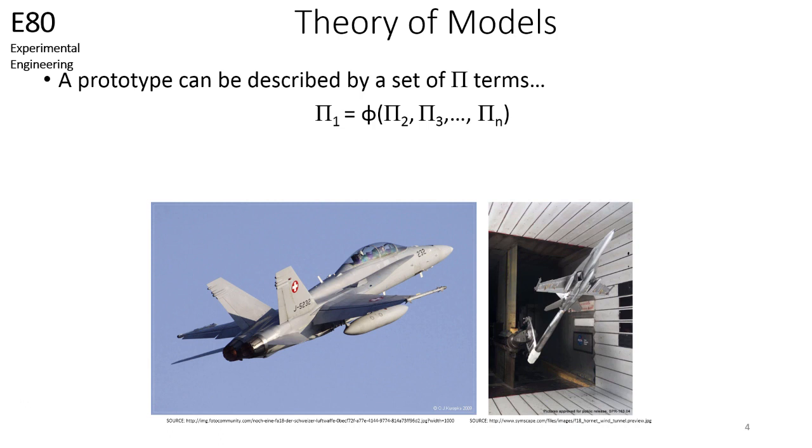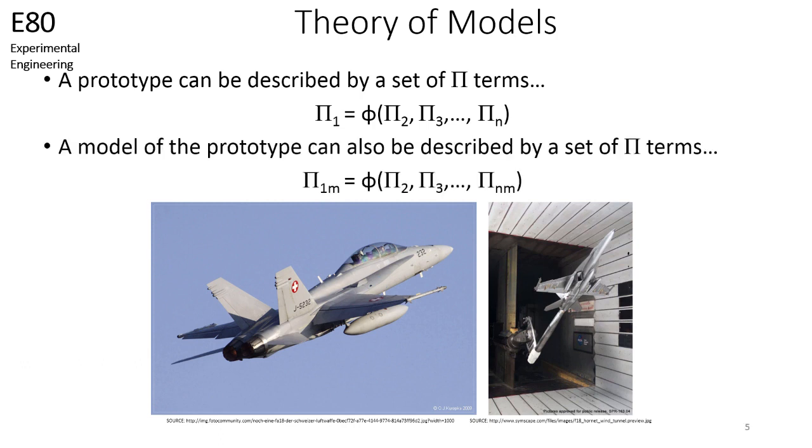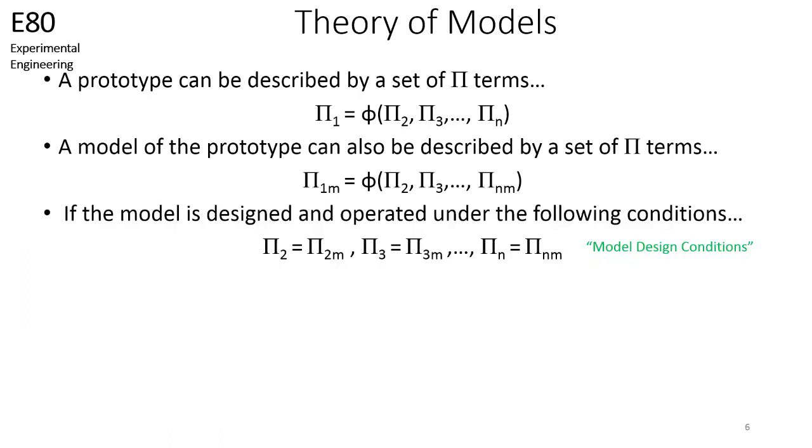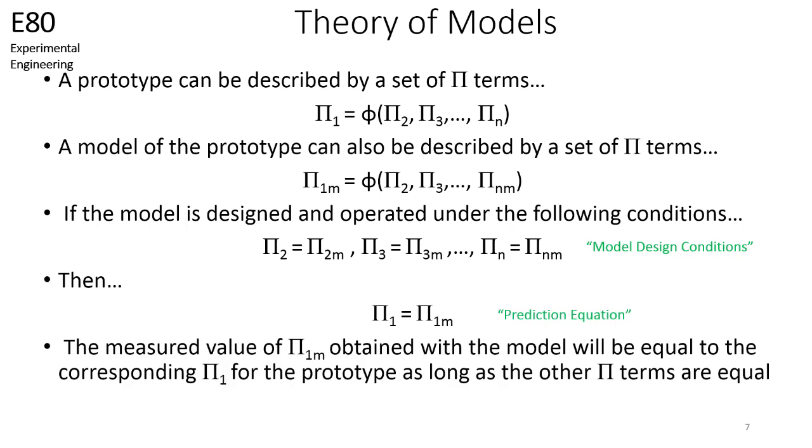We can predict the behavior of this actual F-18 Hornet over a range of flow conditions with a smaller model in a wind tunnel. This model can also be described by a set of pi-terms. If the model is designed and operated under the conditions that the non-pi sub 1 terms of the model equal the respective non-pi sub 1 terms of the actual F-18, then the measured value of the model's pi sub 1 will be equal to the corresponding pi sub 1 of the actual F-18. This is the theory of models, and it is pretty powerful.